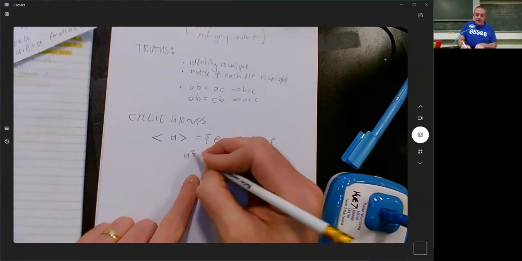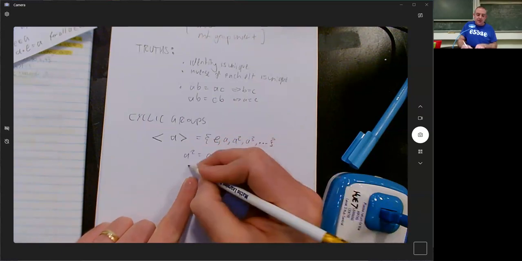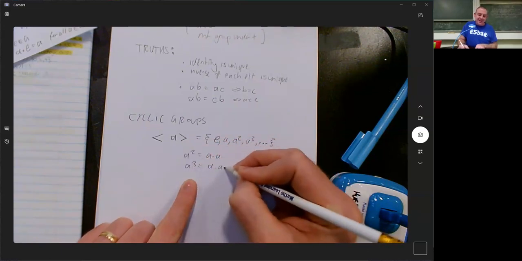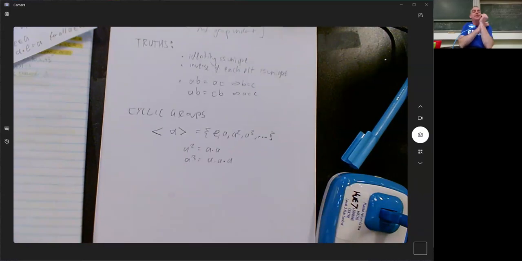Where A squared means A times A and A cubed means A times A times A and so on. So cyclic groups, this is what they look like if the operation is multiplication. If the operation is addition, you'll have like A and 2A and 3A and 4A because you'll be adding them together instead. And cyclic groups are automatically abelian.